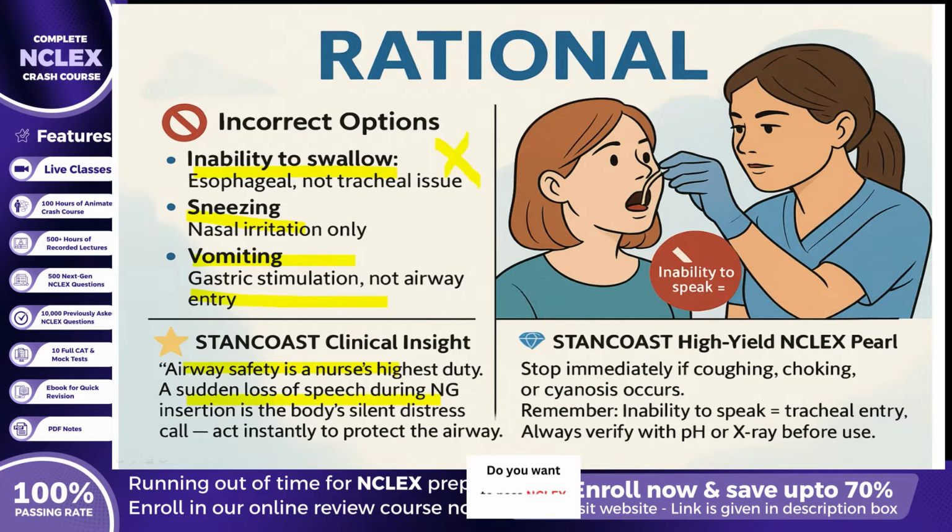And to conclude with the Stancoast high-yield NCLEX Pearl, stop the procedure at once if coughing, choking, or cyanosis occurs. Inability to speak is a clear indicator of tracheal entry. Withdraw immediately. Always confirm placement with pH testing or X-ray before suctioning or feeding, and never rely on air insufflation as it is unreliable and unsafe.